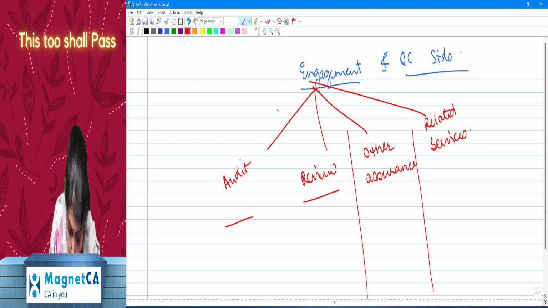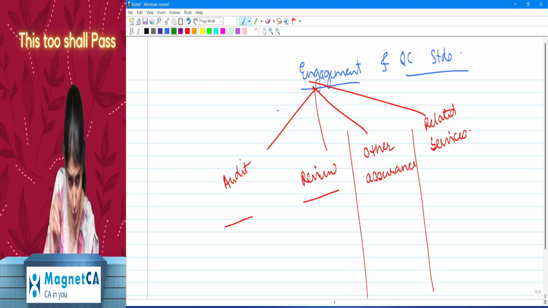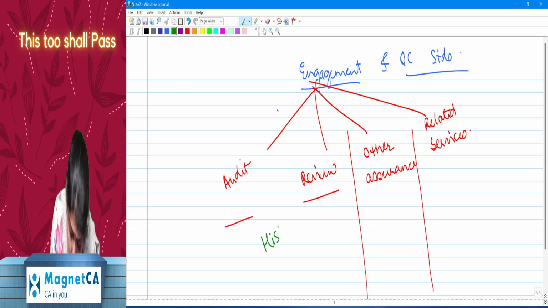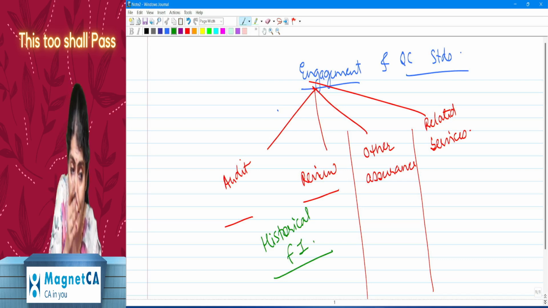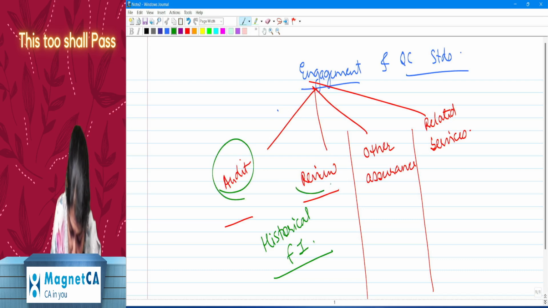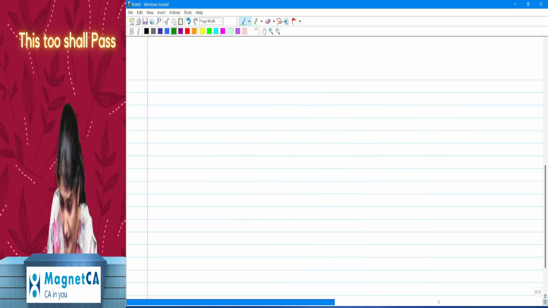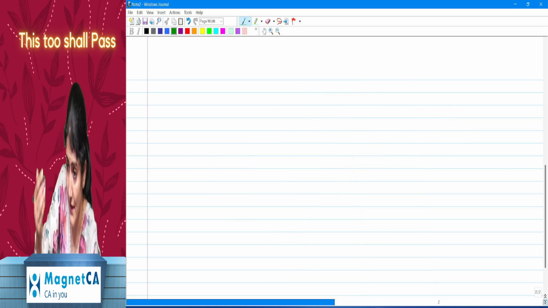Okay. Now, audit and review. What is common about the two is that both are post-mortem activities. Why? Because both are performed on historical financial information. Audit and review, both are performed on historical financial information.